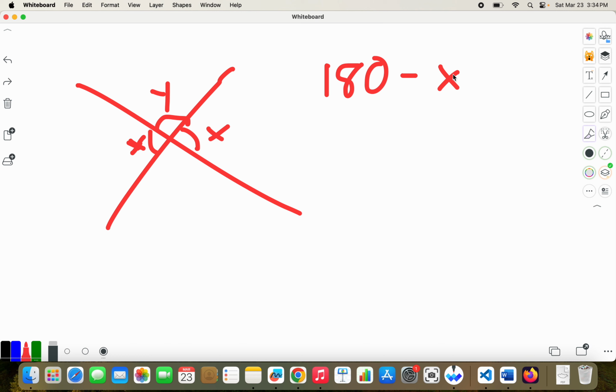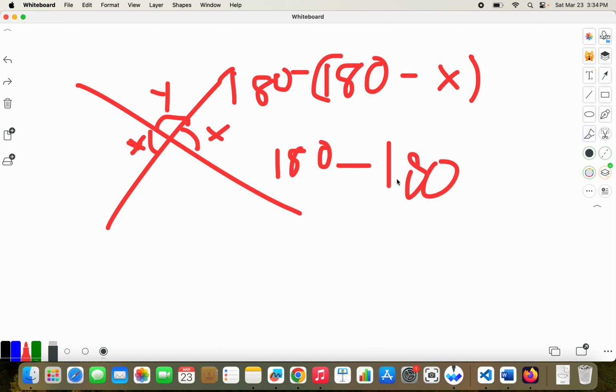Let's do 180 minus this. Well, if we take everything out, it's 180 minus 180 plus x. So it's x.